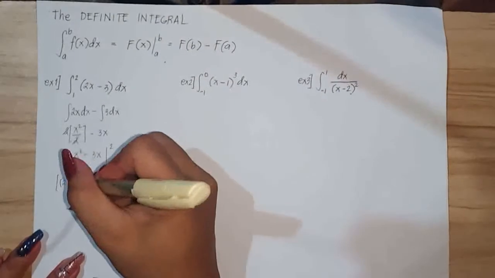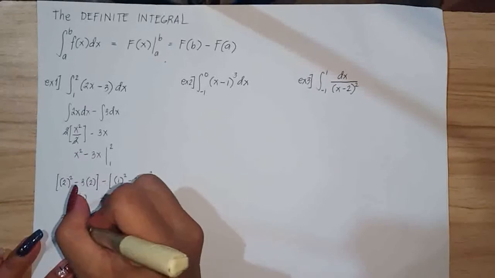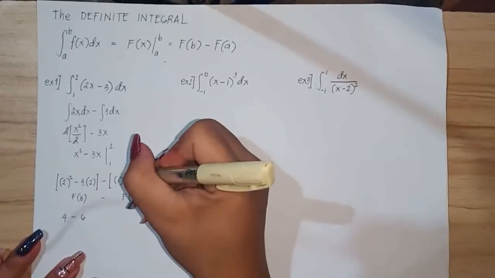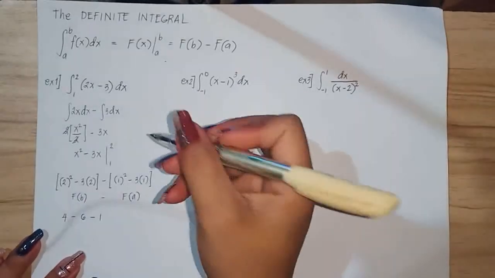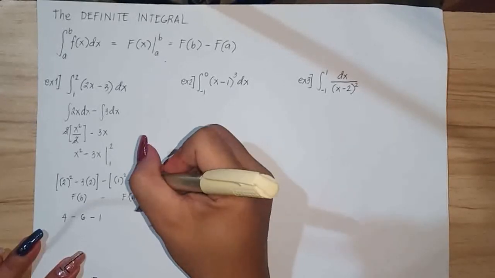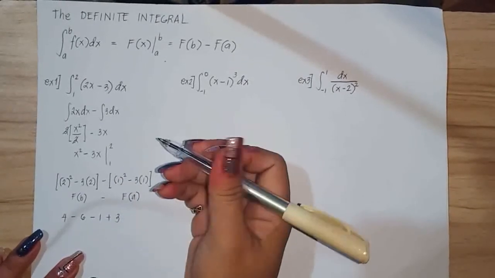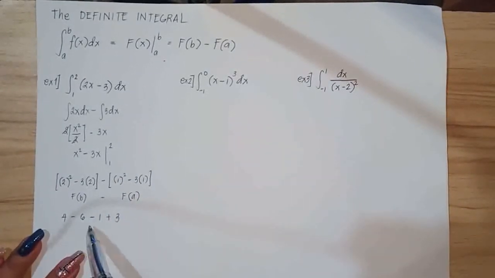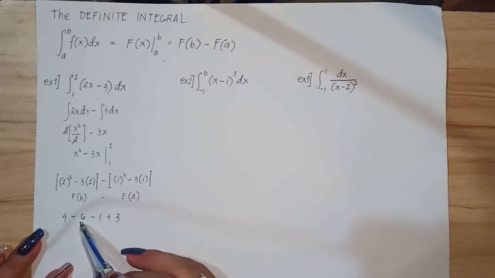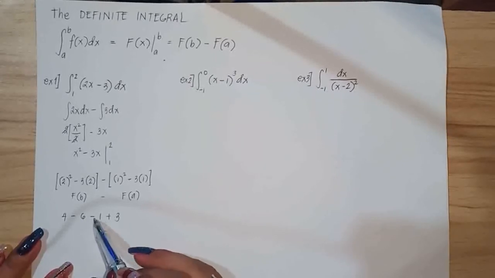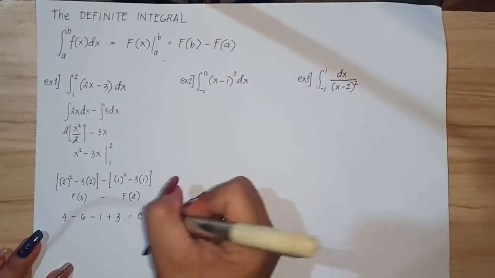Now simplifying this, 2 squared is 4. Then 3 times 2 is 6, then negative 6. Then 1 squared is 1 multiplied by negative, so that is negative 1. Then 3 times 1 is 3, then negative 3 multiplied by another negative, so that is plus 3. So you will have 4 minus 6 minus 1 plus 3. So 4 minus 6 is negative 2, then minus 1 is negative 3, plus 3. So the answer will be 0.